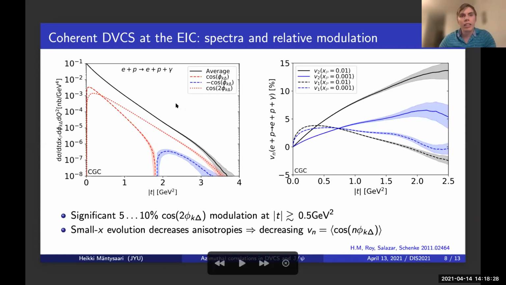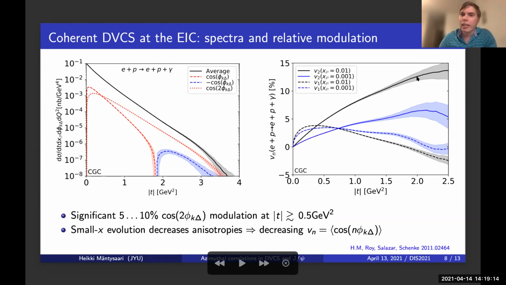Okay, so the left-hand side shows again the same spectra that I had from the toy model, but now from the full CGC calculation. Again, I have the part of the cross section that doesn't depend on the azimuthal angle, and then the coefficients of the cosine phi and the cosine 2 phi modulations. And maybe it's easier to look at what we get when we extract v2 and v1. Now, these vn's are defined as the expectation value of cosine n phi, so they basically quantify how large the modulations are. And let's now focus only on v2 in the interest of time.